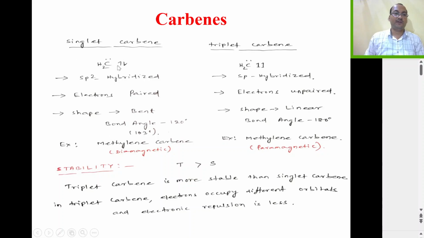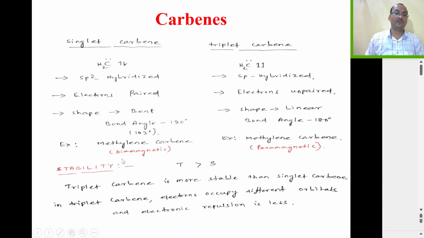Singlet carbene example is CH2, and it is sp2 hybridized, and the electrons are paired, and the shape is bent structure, bond angle around 103 degrees. The example is methylene carbene, that is diamagnetic in nature due to the pairing of electrons. In the triplet carbene, both the electrons are unpaired, and it is sp hybridized. Shape is linear, bond angle 180 degrees, and the example is methylene carbene, paramagnetic in nature.